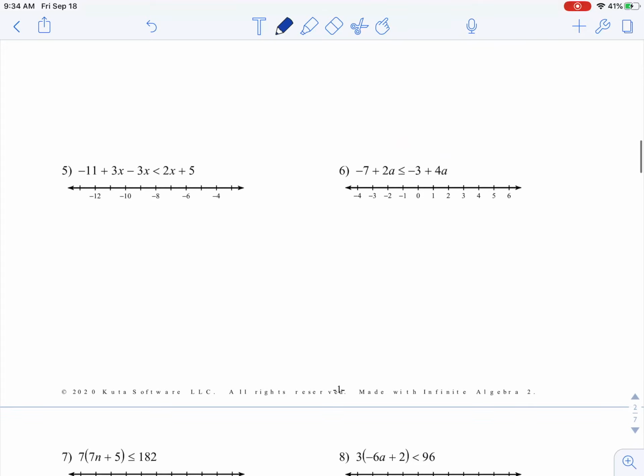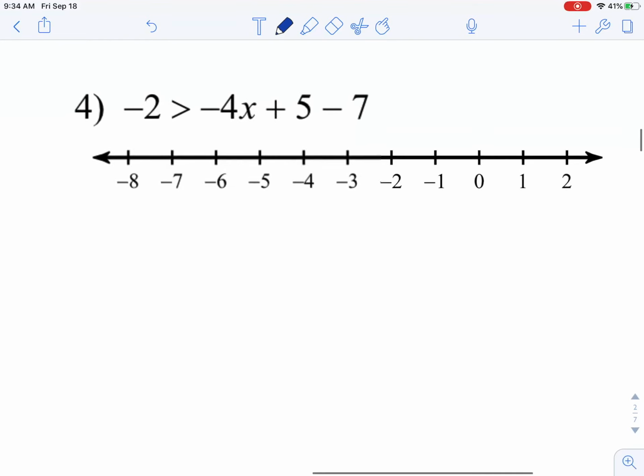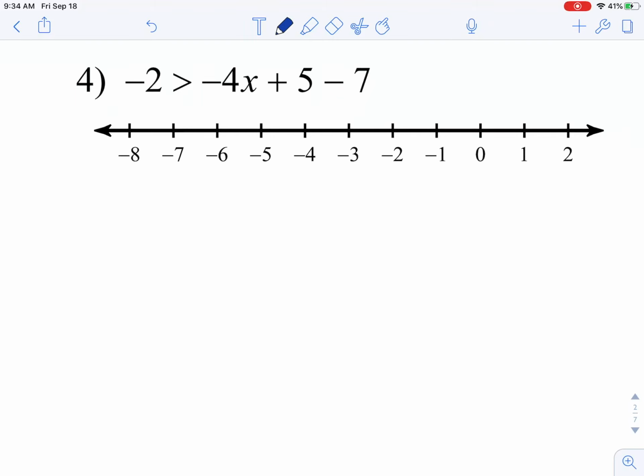Let's see, that's not going to come up till number 6, so hold off on that. We've got number 4 we'll work through, and then we'll see our first problem with a dot. So, okay, negative 2 greater than negative 4x plus 5 minus 7.